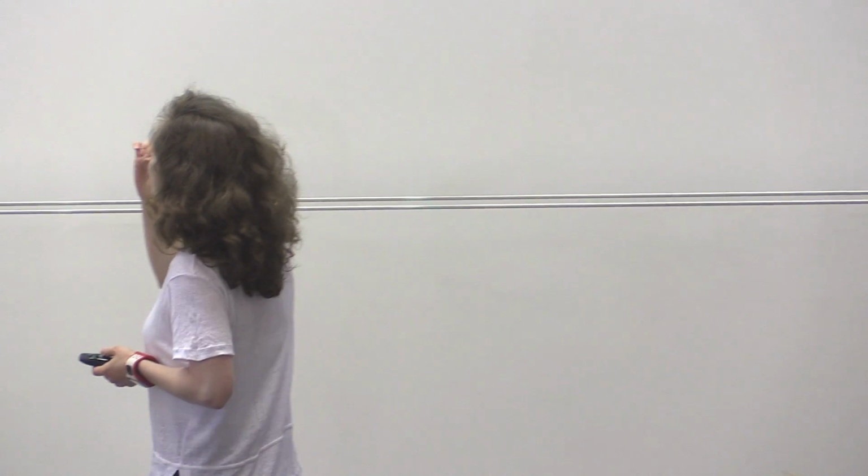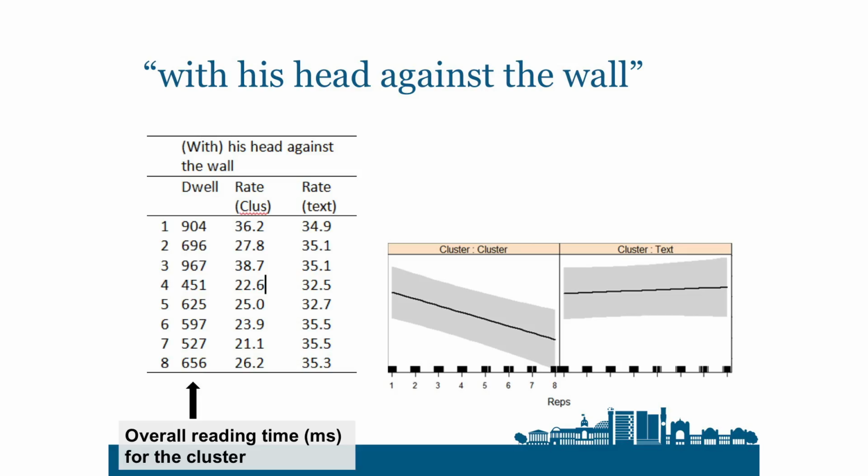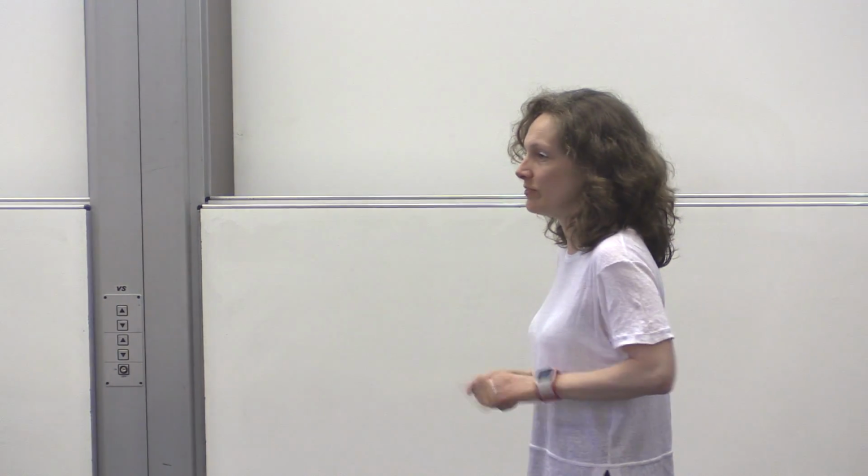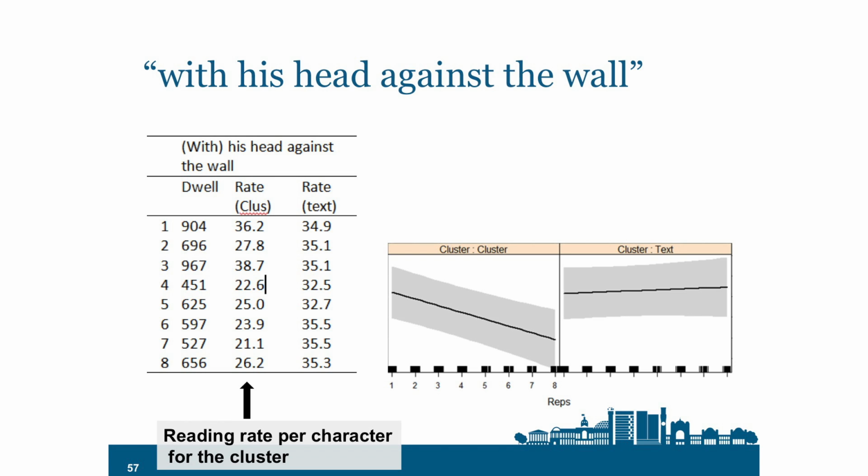So what you can do is take the overall reading times for the cluster, so you measure how long it takes the participants to read this. What you can then also do is normalize this reading rate per character, and then you can compare what happens. You need to normalize, that's a basic corpus linguistics thing, so I won't go into detail. And then you can also compare this to the reading rate per character for the whole text. So these here are instances 1, 2, 3, 4, 5, 6, 7. These are the instances of "with his head against the wall."